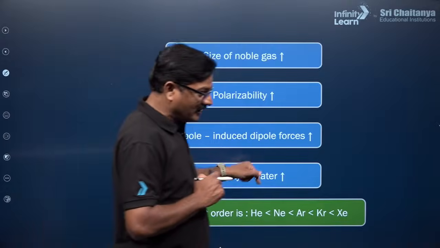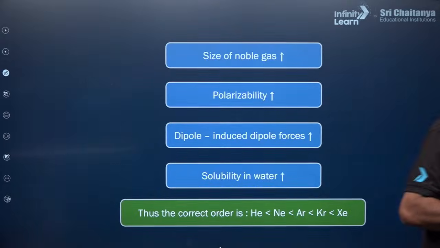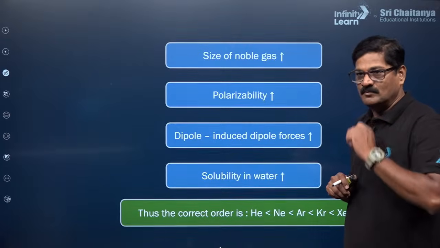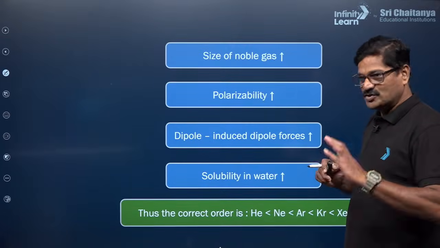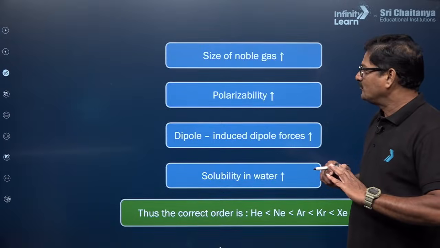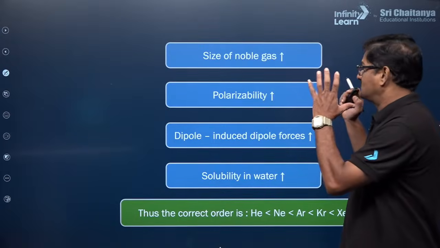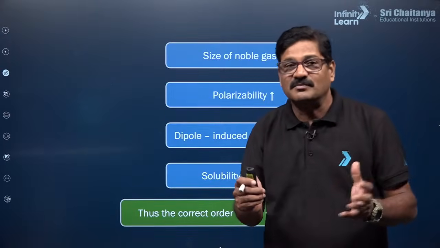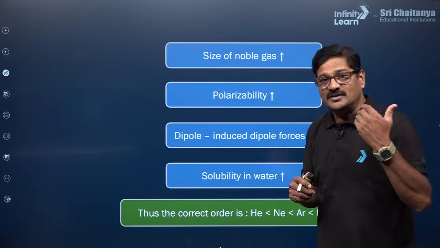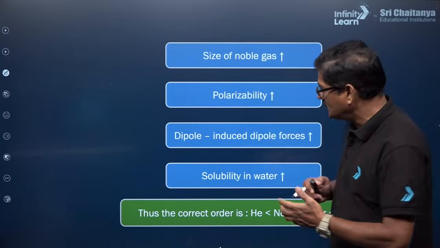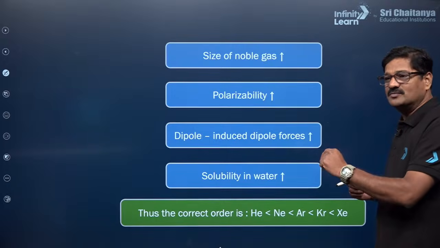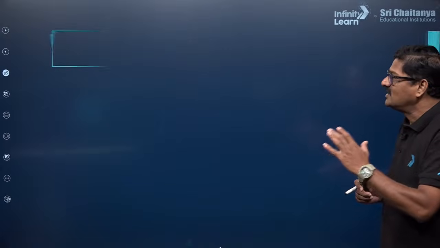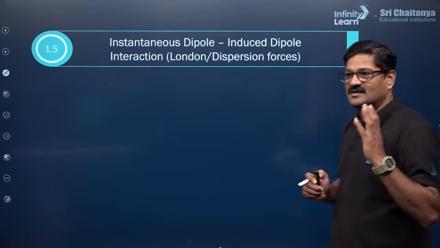Yes, we can connect this with p-block elements as well. I am coming to that. If the size increases, polarizability increases, and the dipole-induced dipole forces should also increase. That is why the solubility of the noble gases increases as the size increases. And at last, it is a London dispersion force.